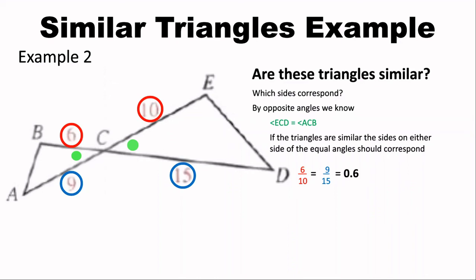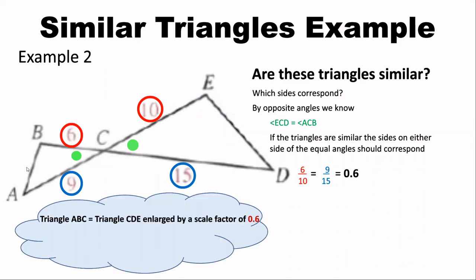0.6 is smaller than 1, so if we multiply by 0.6, we'll get a smaller answer. For example, 10 times 0.6 gives us side length 6. 15 times 0.6 gives us side length 9. If I knew what ED was, I would multiply that by 0.6 to find side length AB. So triangle ABC is equal to triangle CDE enlarged by some scale factor, which is less than 1, which explains why it's gotten smaller, 0.6.